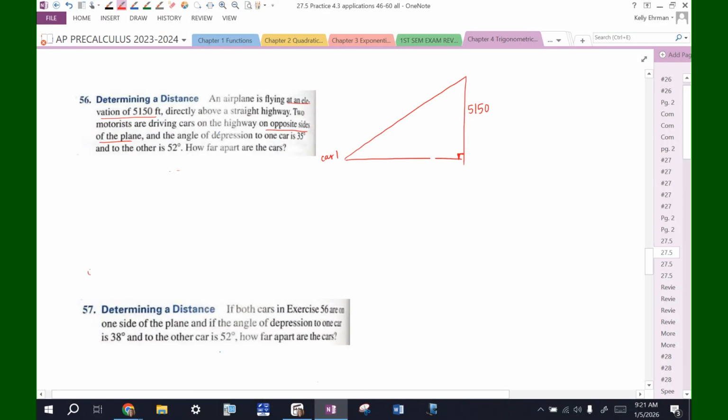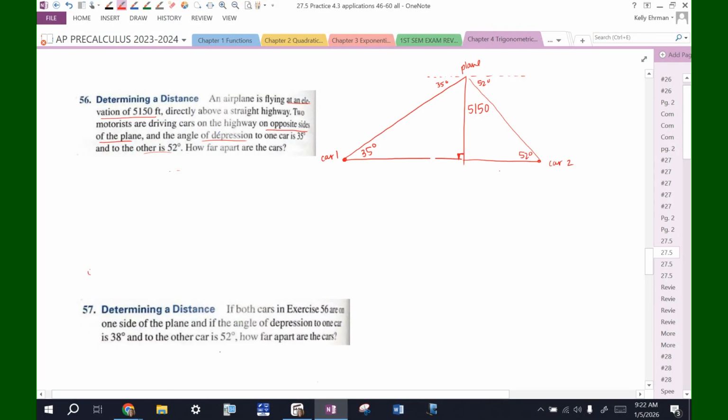So let's say this is car 1 here, opposite sides of the plane. The plane is up here. That means that car 2 is over here somewhere. I have no idea which one should be farther away, whatever. I'm not too worried about the scale of that drawing. The angle of depression to one car is 35 and to the other is 52. Remember, angles of depression are out here. The way I drew it, I'm going to put the 35 here and the 52 here. Remember, this really is just an angle of elevation, though. So 35 and 52. You're not given the angles from the vertical side. It's always from the horizontal.